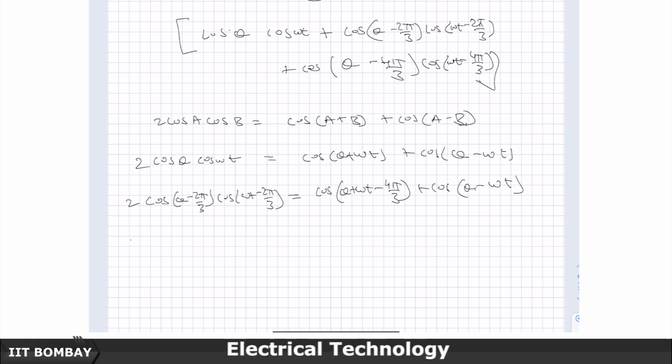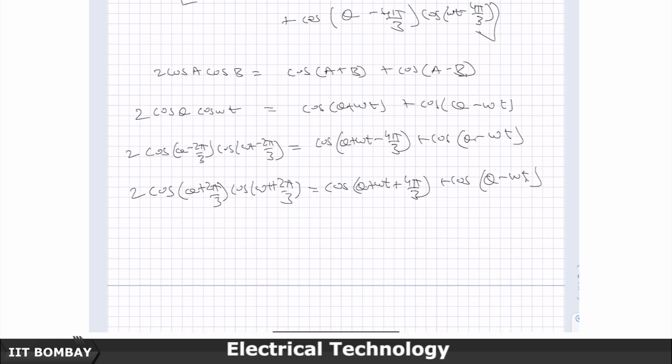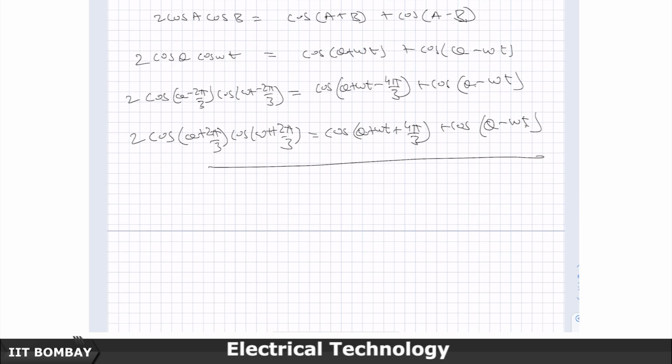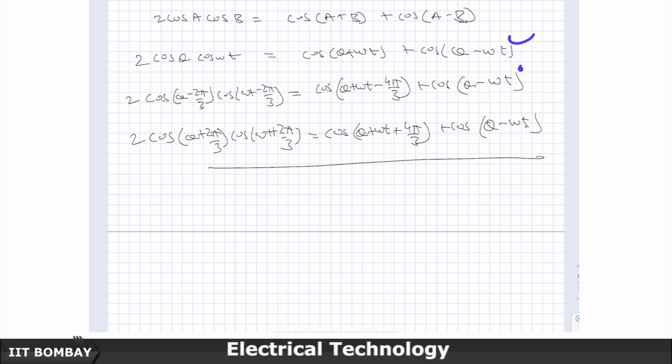And then 2 cos of theta plus 2 pi by 3 times cos of omega t plus 2 pi by 3 will give me cos of A plus B, which is theta plus omega t plus 4 pi by 3, plus cos of again just theta minus omega t. Now, when I add these three together, these are all identical terms.